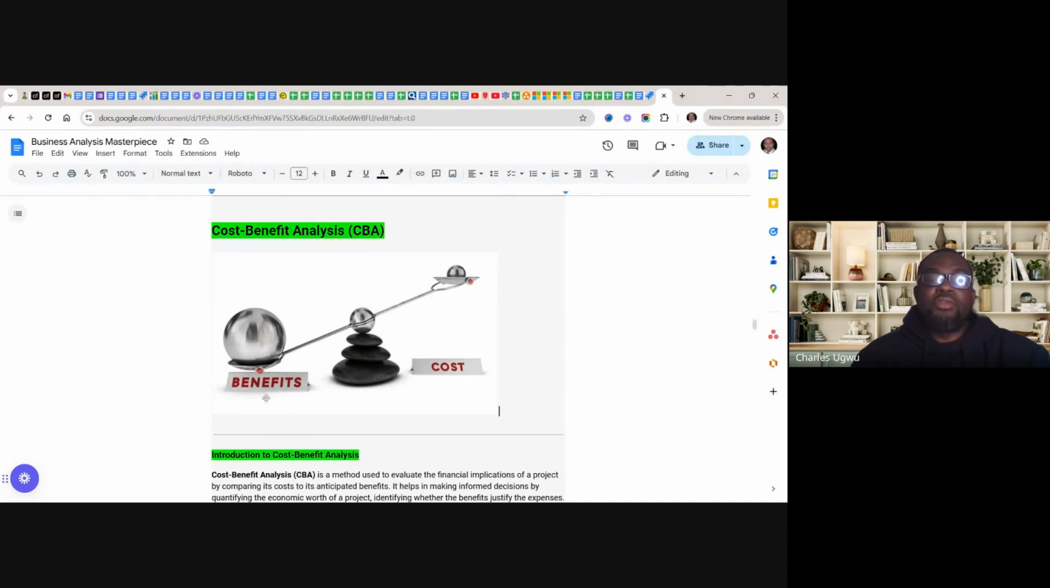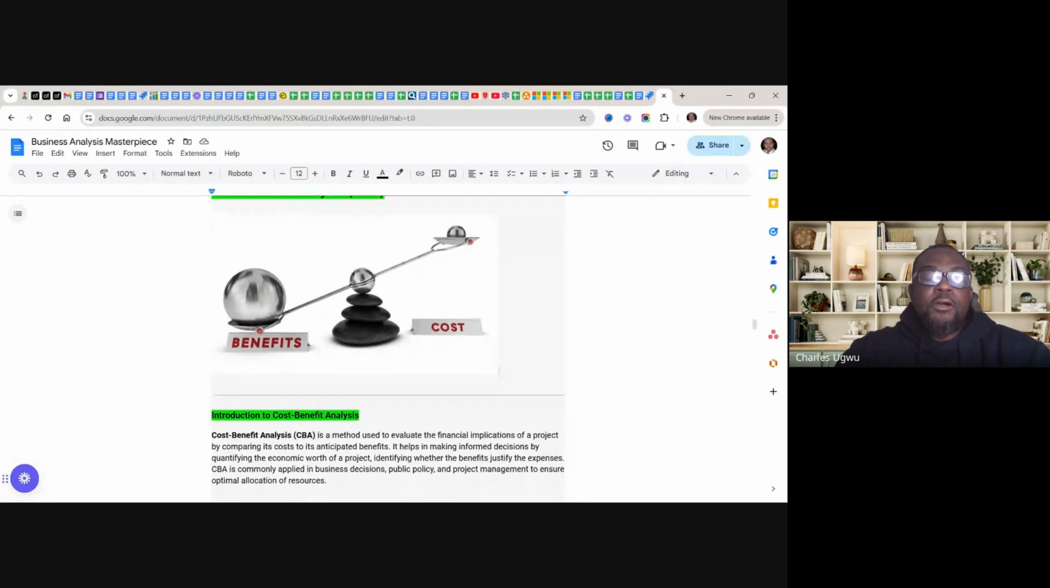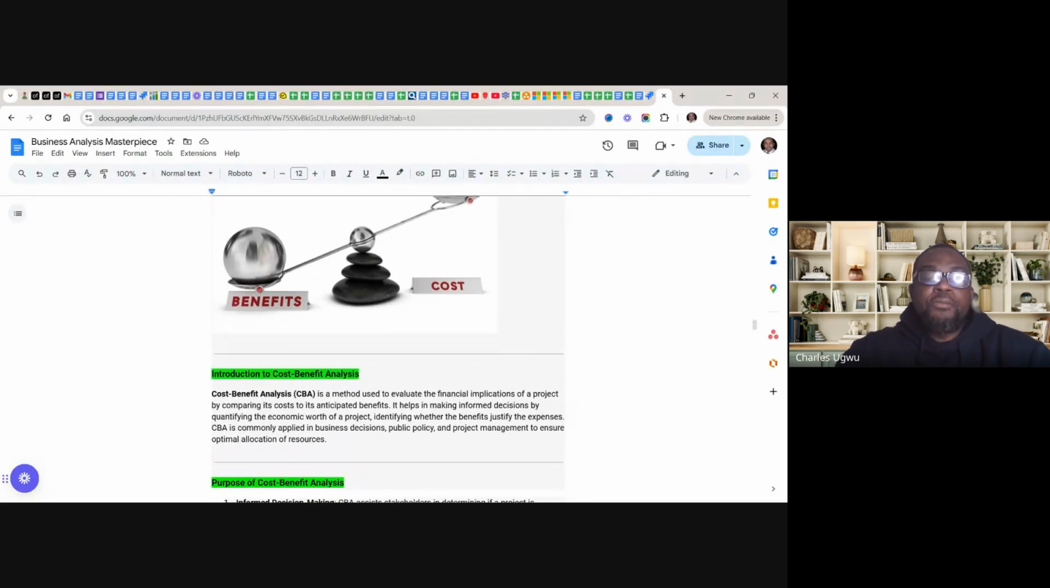So even during the interview, if they ask you what are you bringing to the table, you should tell them how you can bring something to the table. You can use cost-benefit analysis, tell them how you have brought so many good benefits to so many companies you worked with. So let's understand this concept.